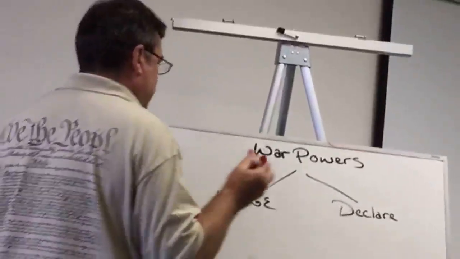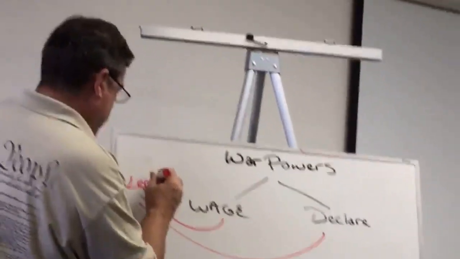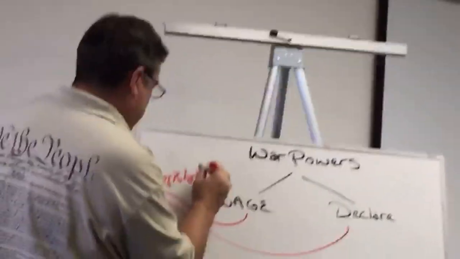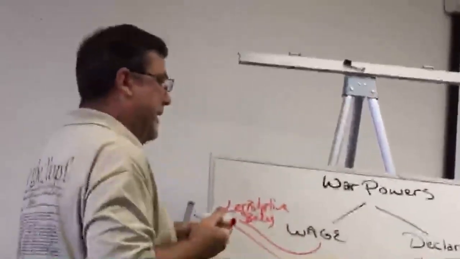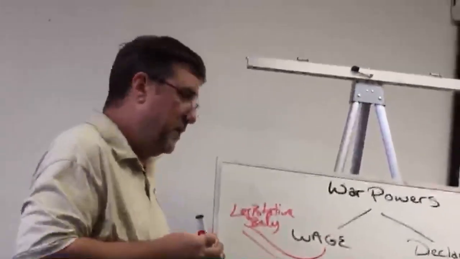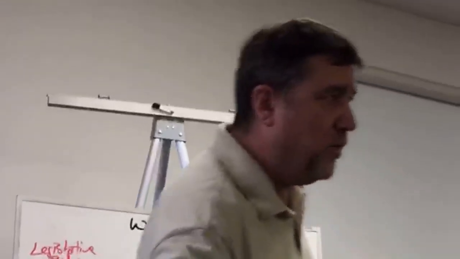Under the Articles of Confederation, both of them belong to the legislative body. Only the legislative body could both declare war and wage war. In the Constitution, when you read the language, it's not real clear on what it means, so you have to go back to the arguments and the debates of when they fought over this. But basically, here's what it says.